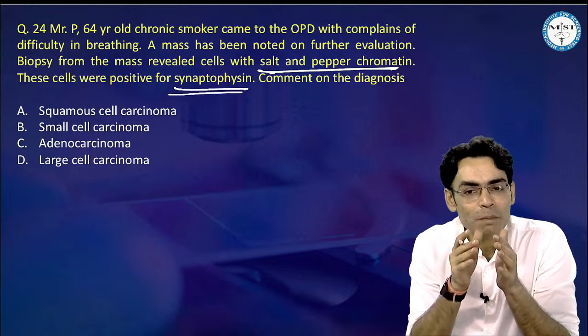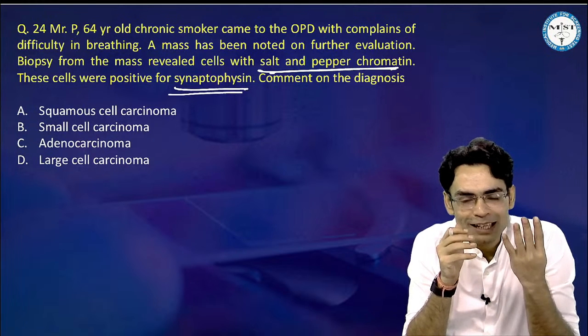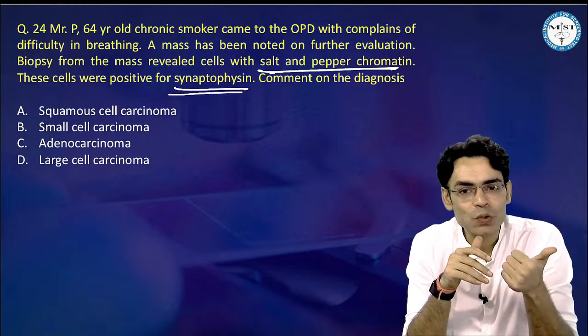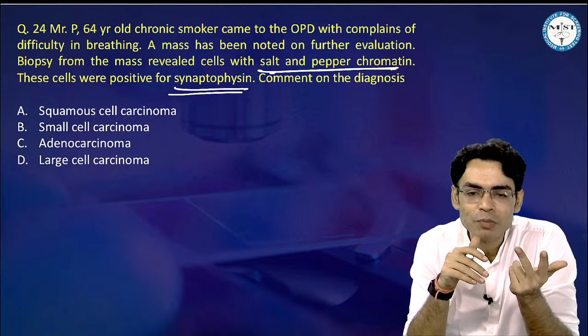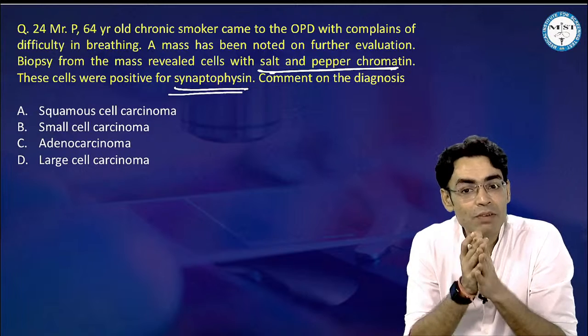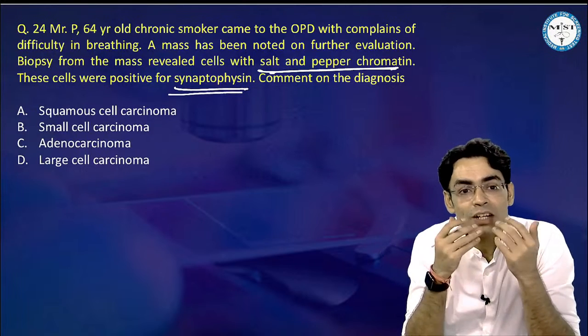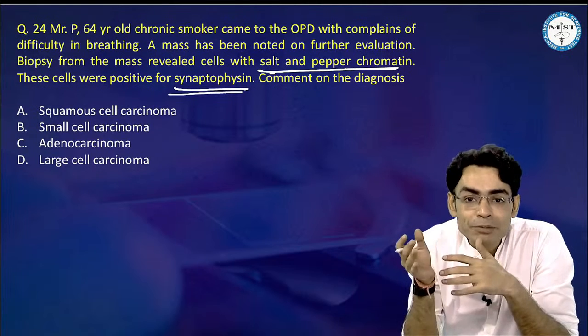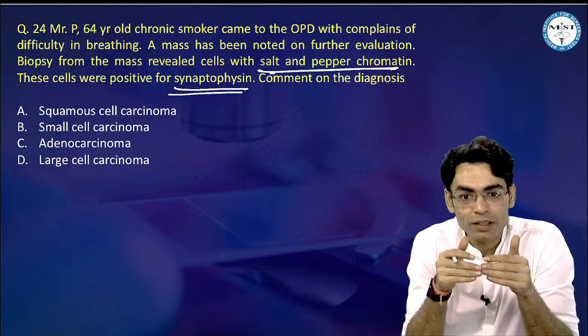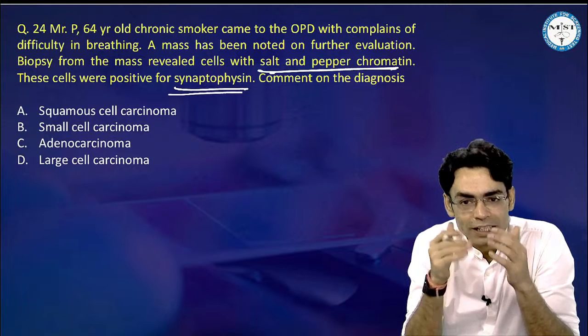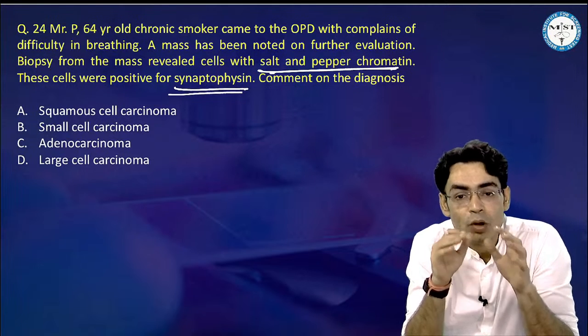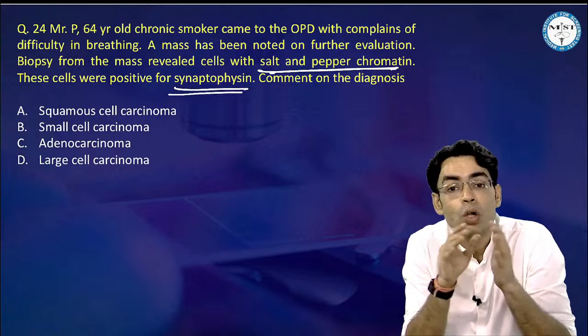Nice. So, there are 4 types of lung cancers which are malignant: your squamous, your adeno, your small cell, and your large cell. And when we are talking about a squamous cell, this is for cytokeratin. When we are talking about adenocarcinoma, this is for napsin. When we are talking about a small cell, it is positive for synaptophysin or chromogranin.